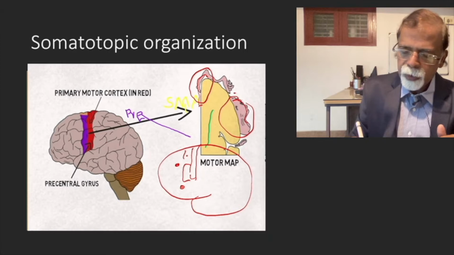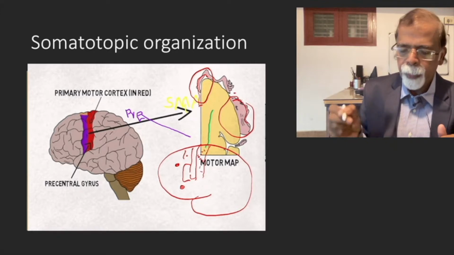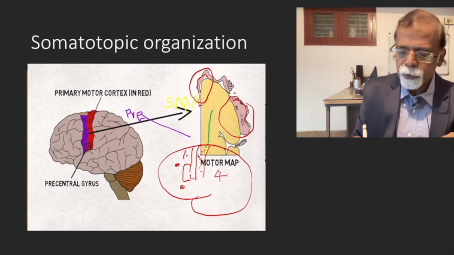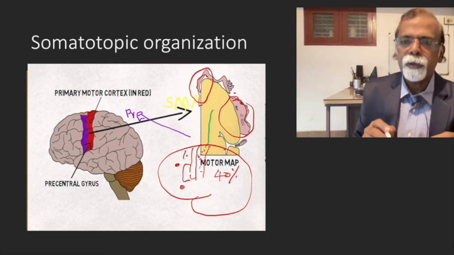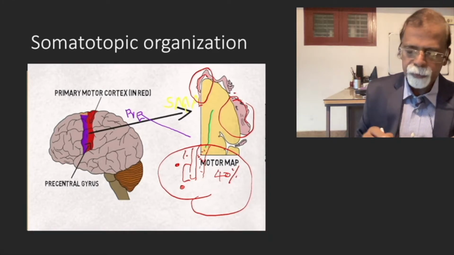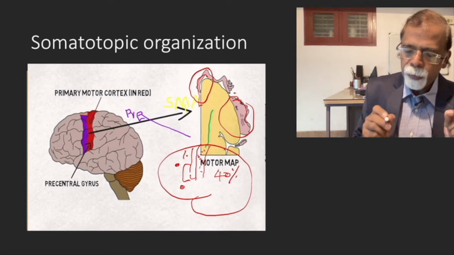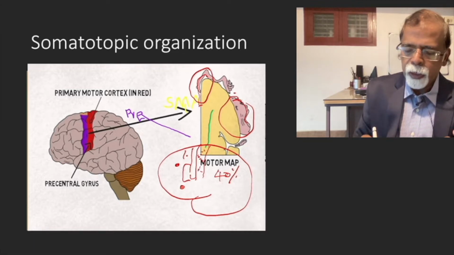Remember, posterior to the central sulcus is the sensory cortex. So this is the sensory cortex, and 40% of the motor pathways arise from the parietal lobe. This is an important point to be kept in mind. So what are the major motor areas? One is the primary motor cortex, the premotor cortex, the supplementary motor area, and the parietal or somatosensory cortex.